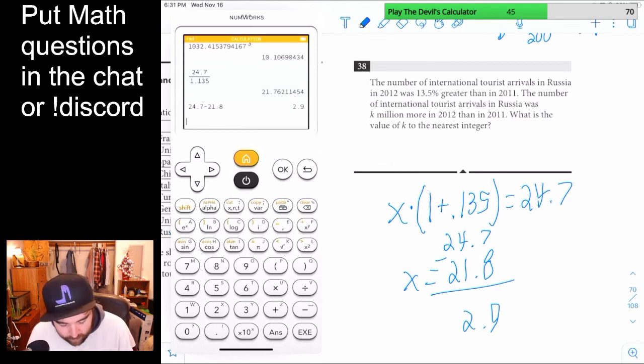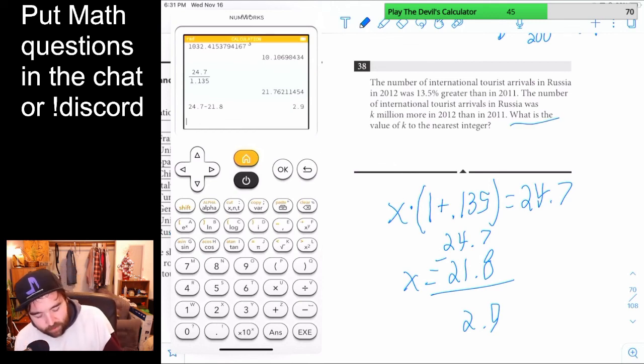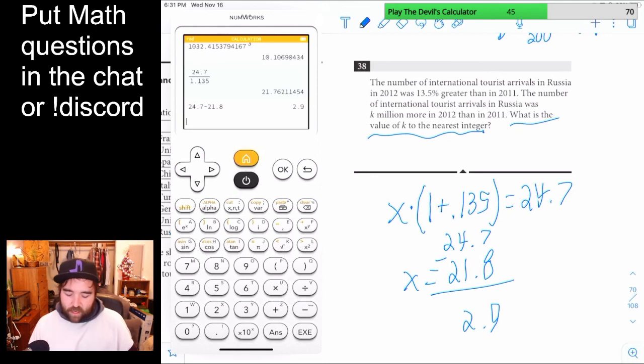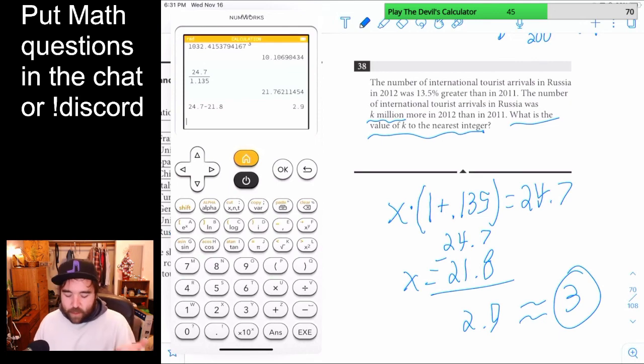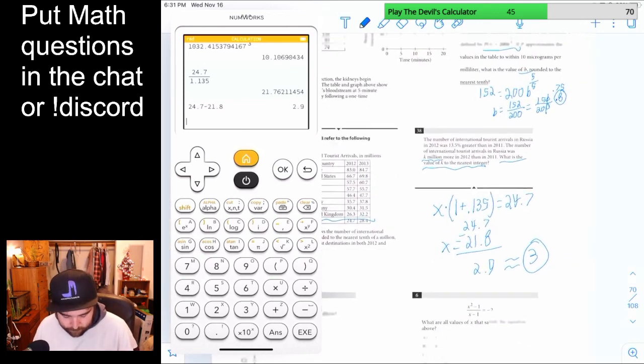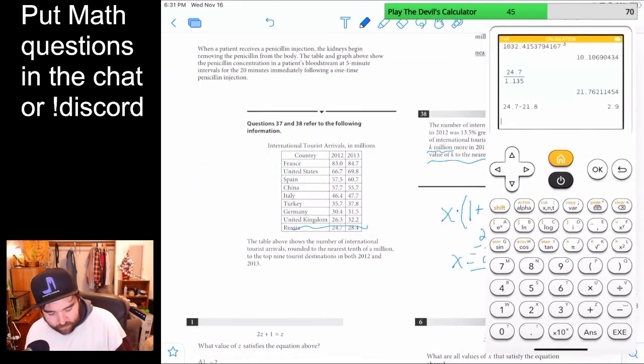So that should be the answer, except they do this too. They'll probably mark you wrong if you put 2.9 because they asked about the nearest integer. So that means the actual answer is 3. And notice it's not 3 million because they said K million. So K is 3, so it's already 3 million. Awesome.